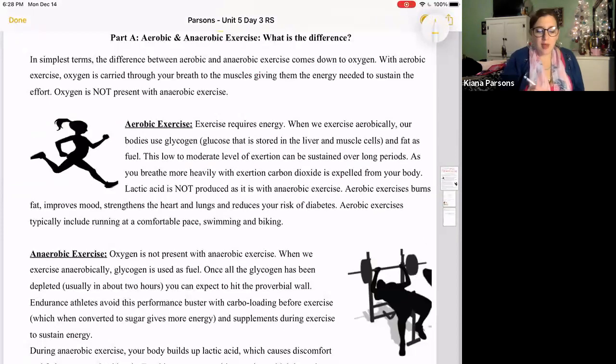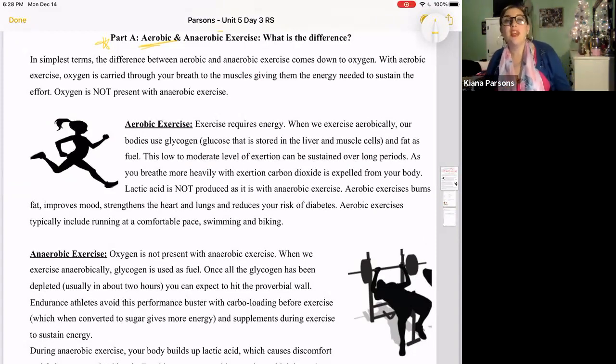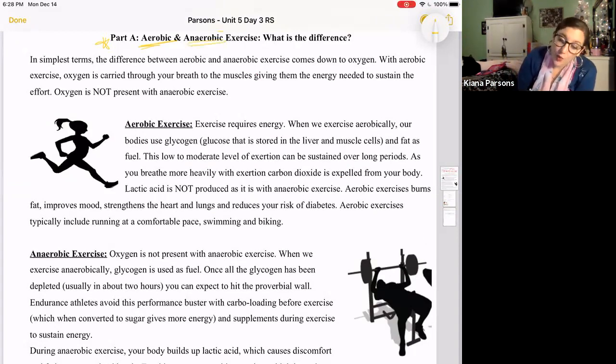But we're about to talk about aerobic and anaerobic exercise. What is the difference? Aerobic occurs in the presence of oxygen, so that involves cellular respiration. But when we do not have oxygen, we can also make ATP, but it works a little bit differently, and that happens without oxygen present.